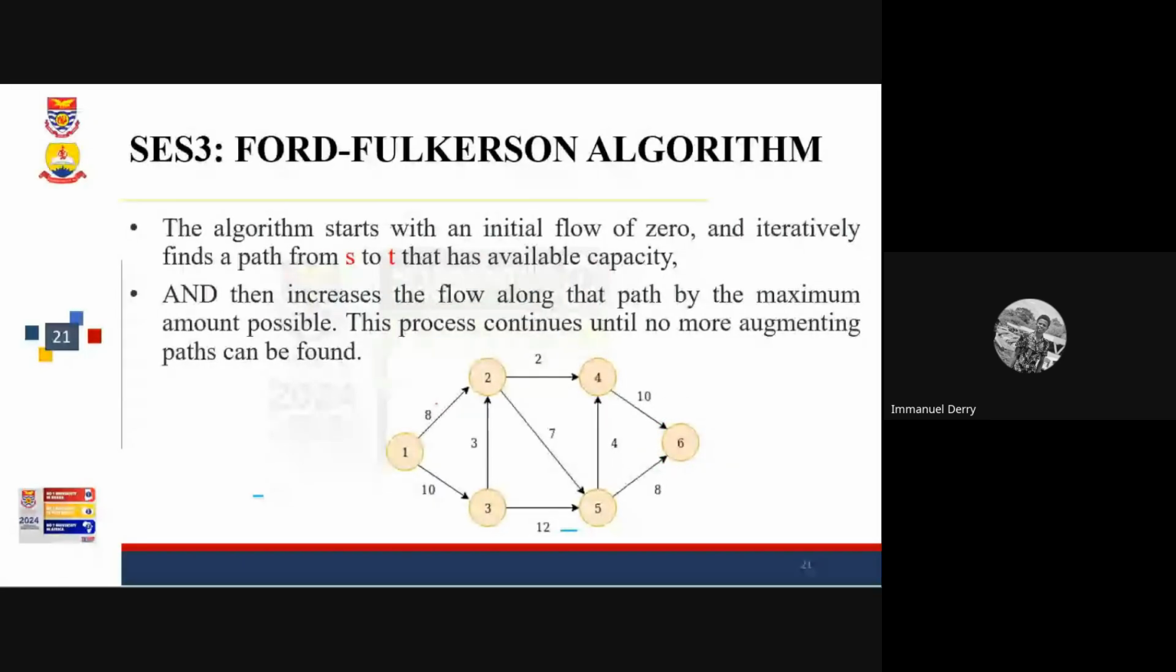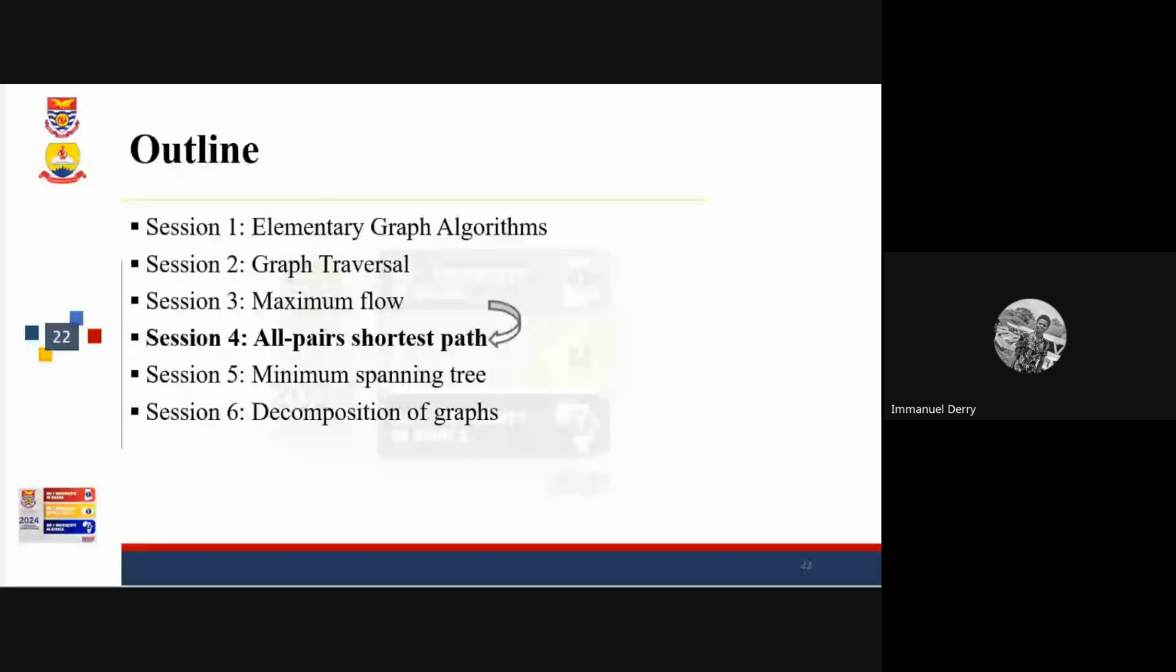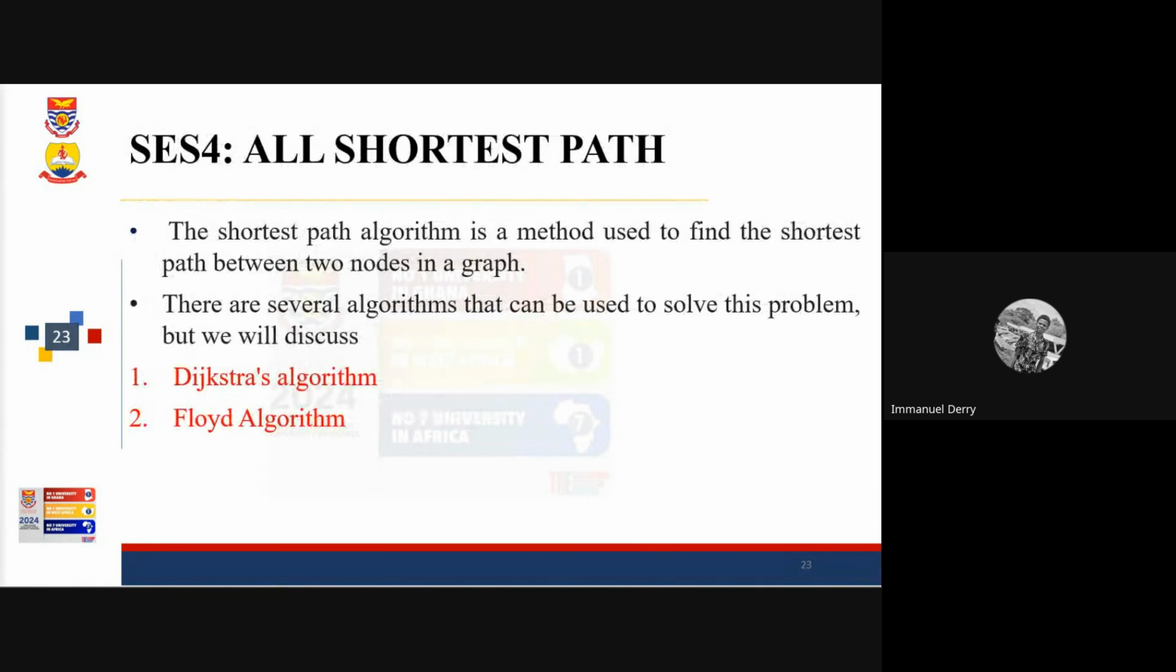All right, so let's move on and talk about some other ones, which is the all pairs shortest path. The shortest path algorithm is a method that is used to find the shortest path between two nodes in a graph. And we have two main algorithms that are used to do that: the Dijkstra algorithm and the Floyd algorithm. So let's try to understand it.